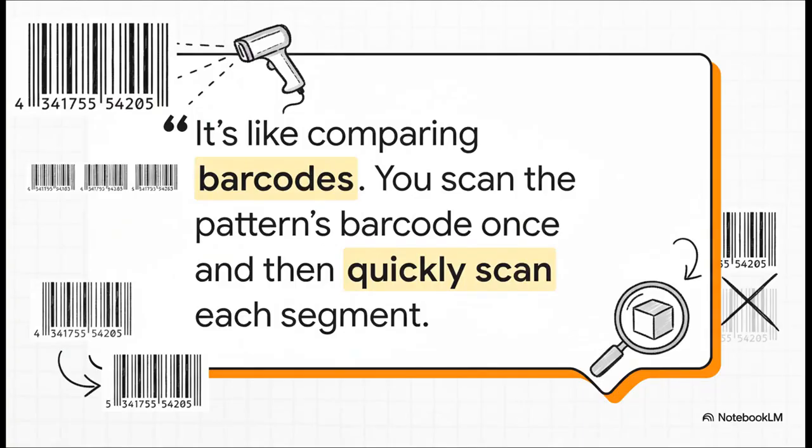You know, this barcode analogy is perfect. Think about it. You figure out the barcode for the item you want once. Then you can just zip down the aisle, quickly scanning the barcode of every little section on the shelf. You only stop to take a closer look when you hear that beep, when you find a matching barcode. That is the exact strategy behind Rabin-Karp.